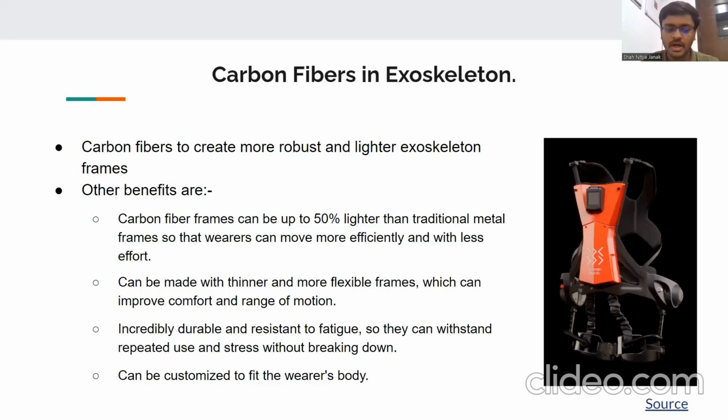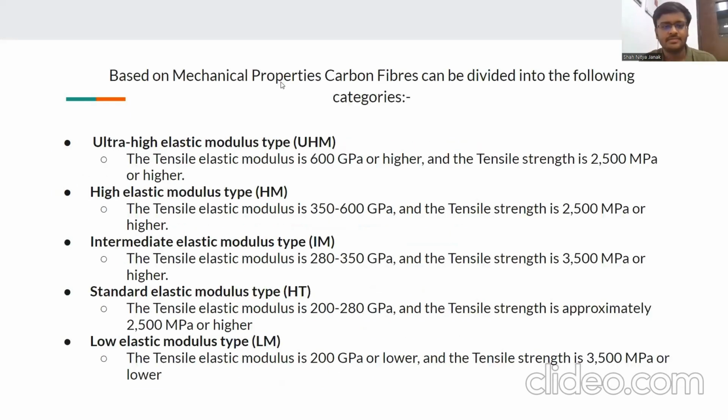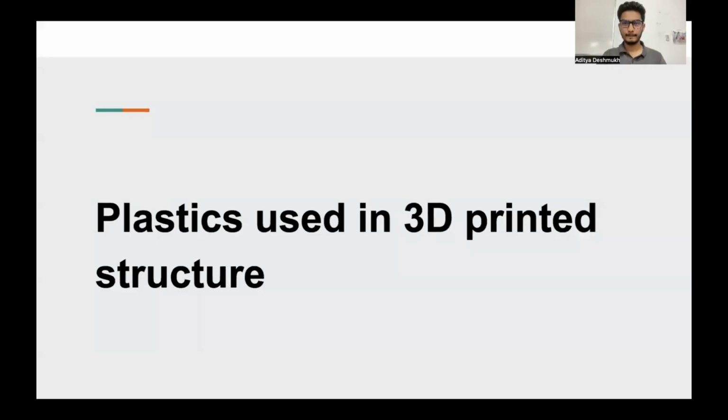Another benefit of carbon fiber frames is that they can be customized to fit the wearer's body, which means that the frame can be modified to fit their specific shape and size. This customization can improve the support and comfort of the exoskeleton, which reduces the risk of injury and discomfort. Basic properties of carbon fibers can be divided into the following categories, and these carbon fibers are being used in exoskeletons.